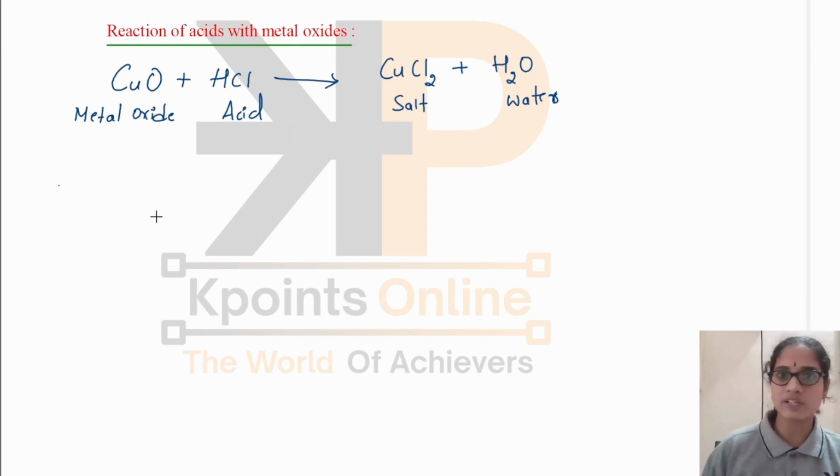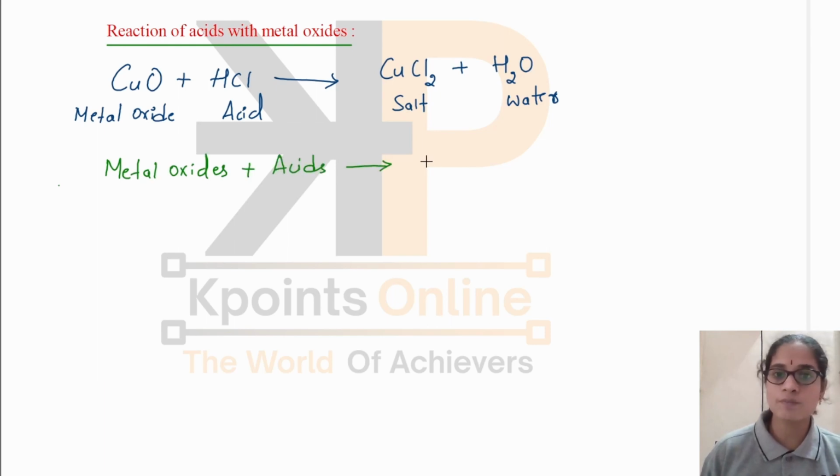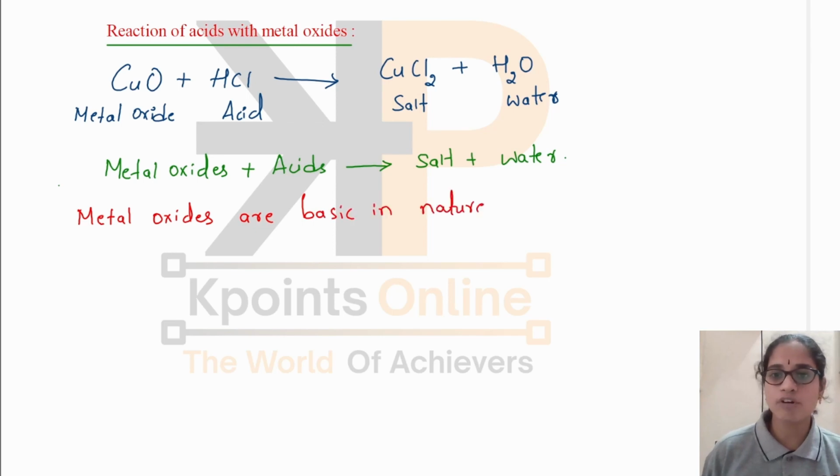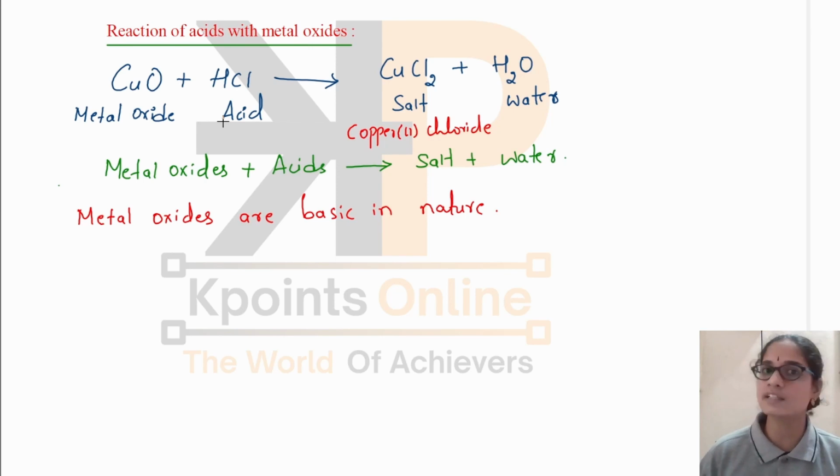So let us write the general equation for this. When metal oxides react with acids, they form salt and water. As this is a neutralization reaction, we can say that metal oxides are basic in nature. So what we have done here, we have taken hydrochloric acid and we have added copper oxide to it. There is a formation of salt, copper chloride, and water. As there is a formation of salt and water, this is a neutralization reaction between acid and base. So here copper oxide acts as a base.